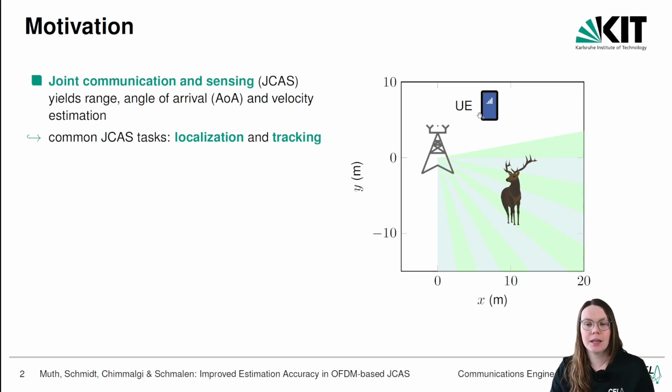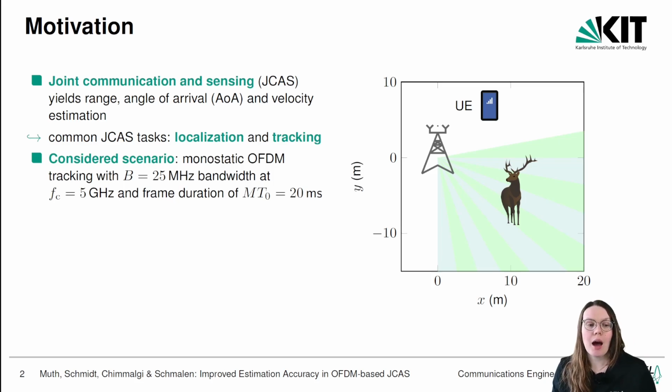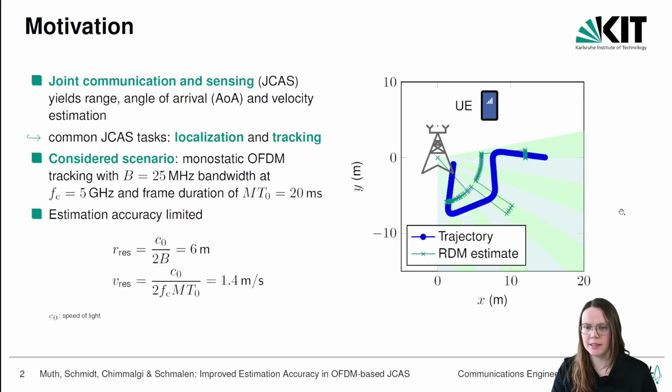Simultaneously, we can also communicate with some type of user equipment. Our scenario is very much bandwidth limited. We choose quite a small bandwidth for our carrier frequency and our frame duration here. Why? Well, we want to explore this setup here where our bandwidth truly limits our range resolution. So currently we have here this nice deer.